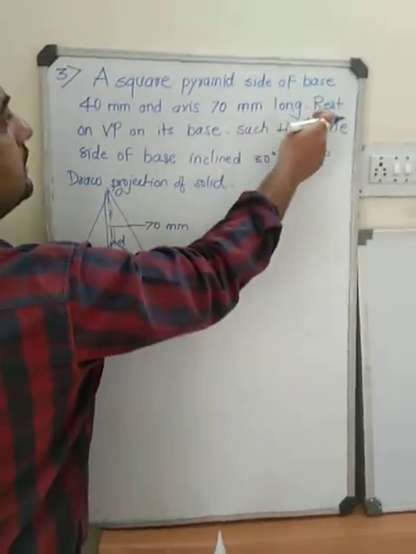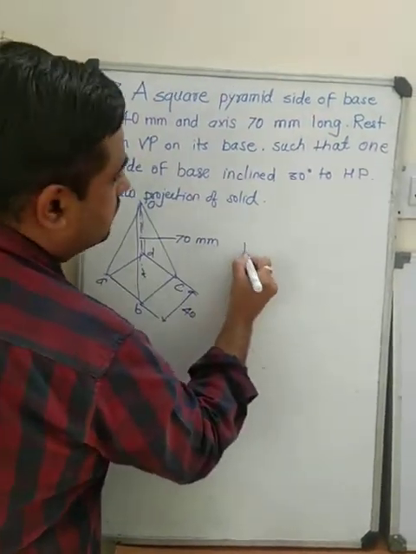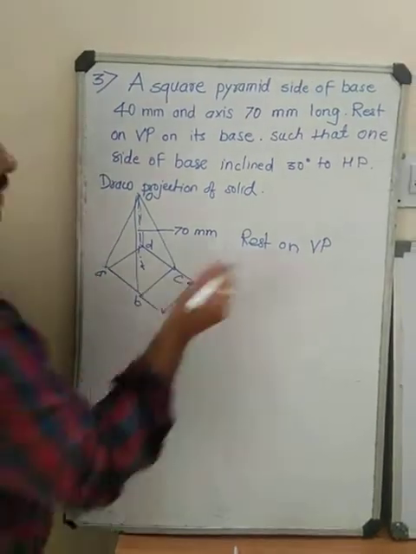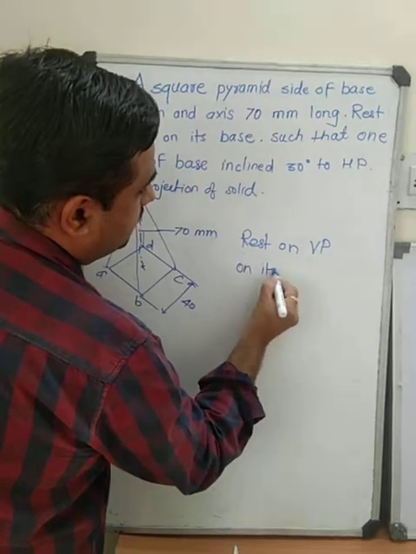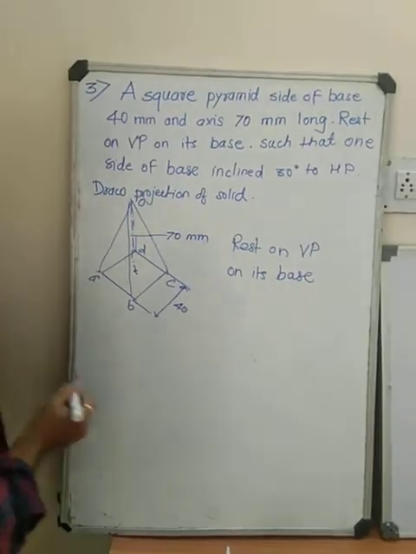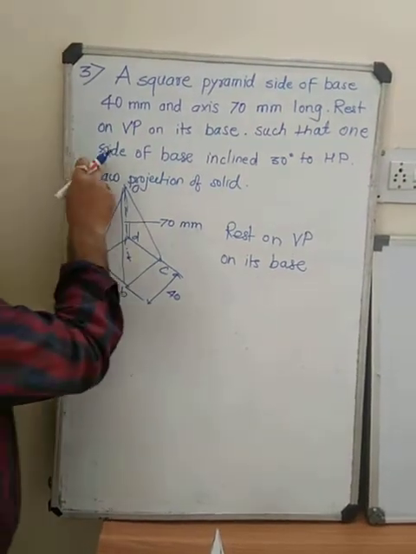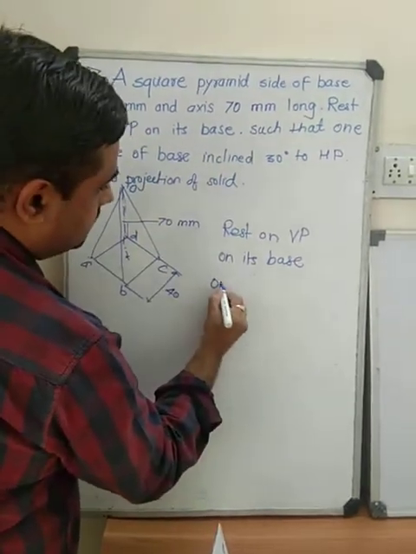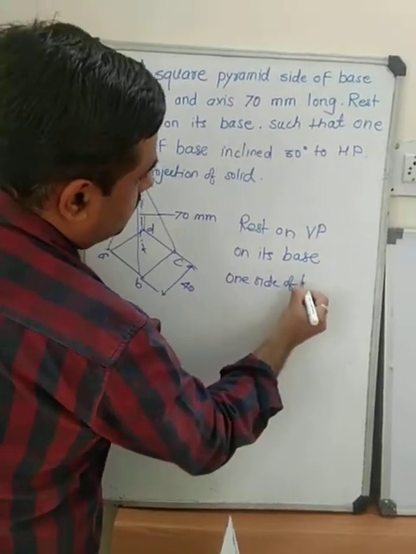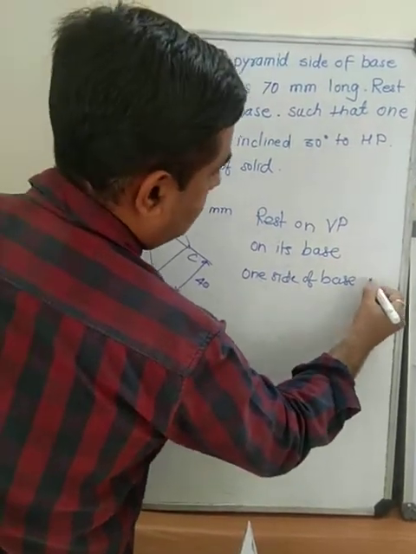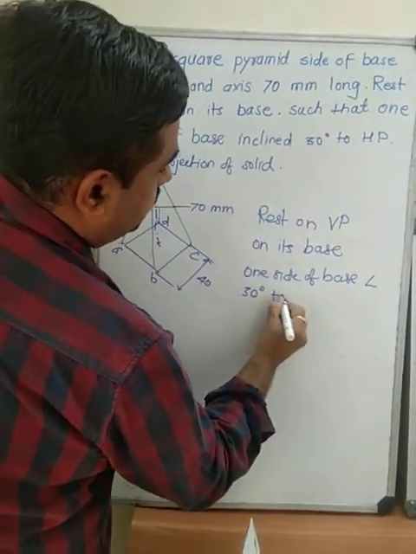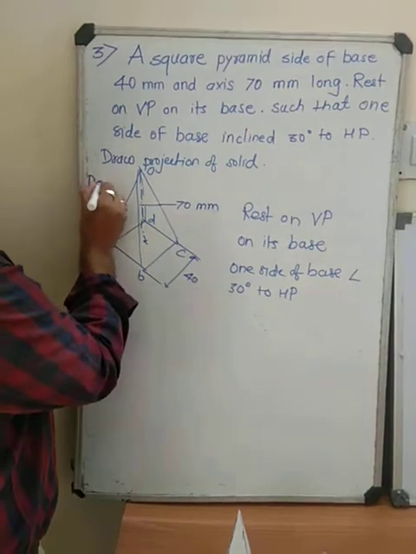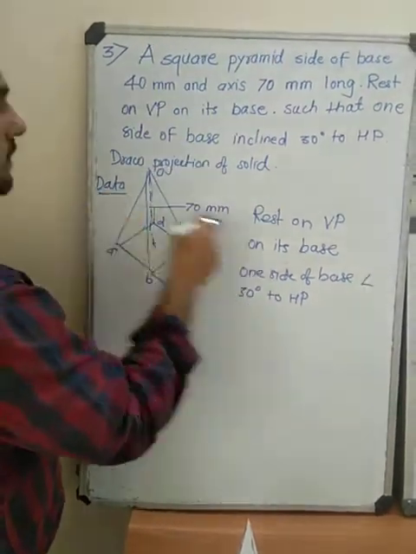Now what is given? The solid rests on VP, on its base, such that one side of the base is inclined 30 degrees to HP. Now draw the projection. So this is the data. This is the problem statement, this is the data.